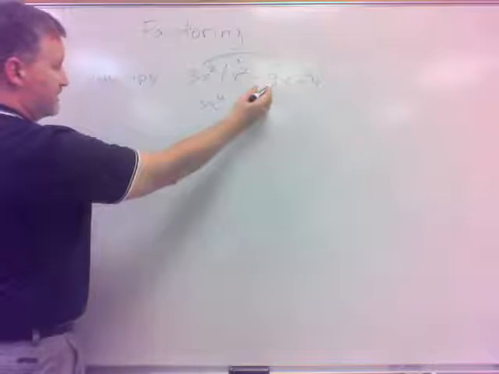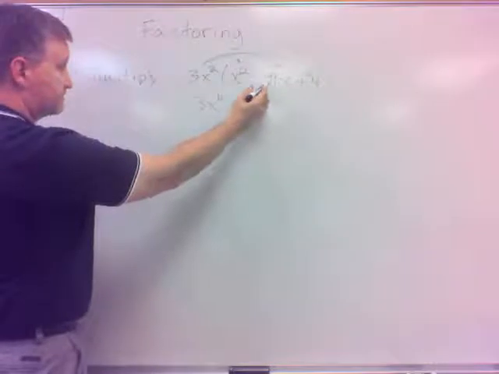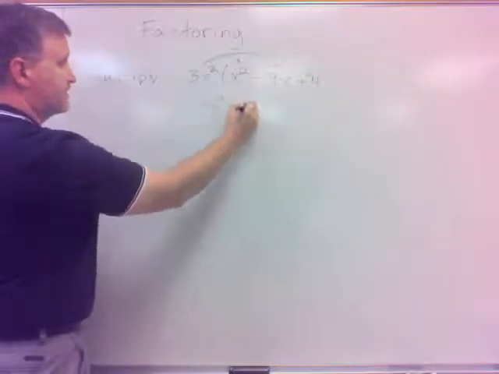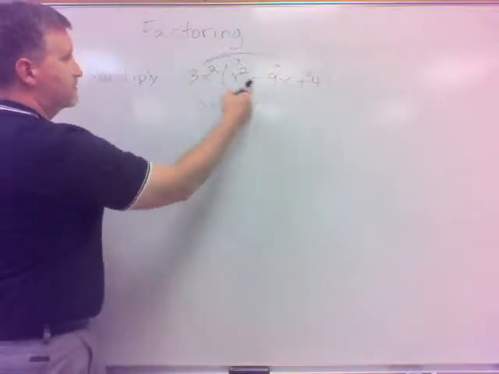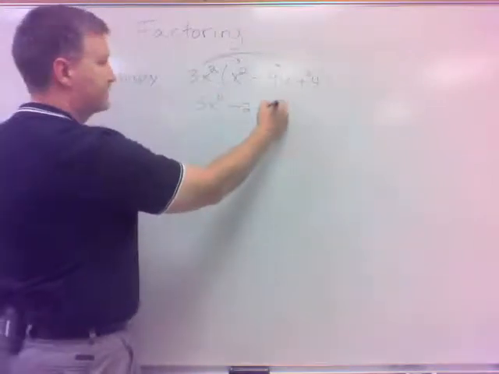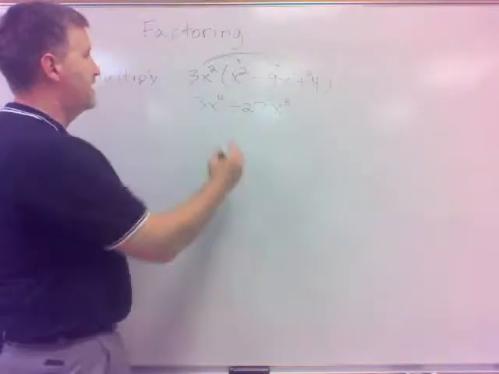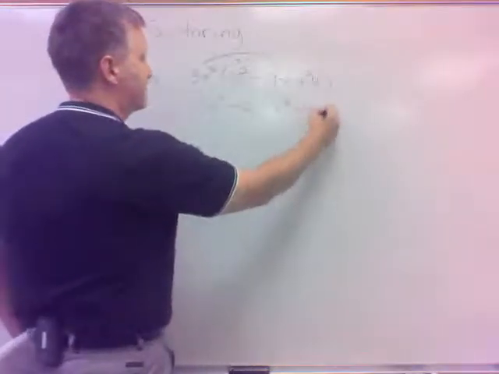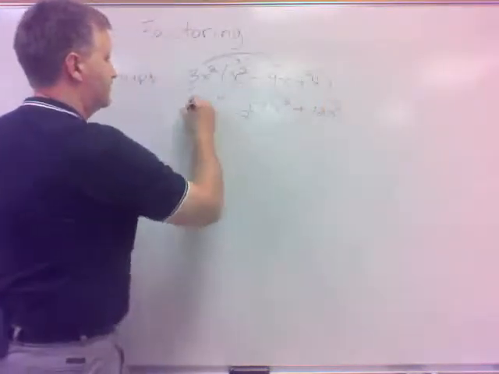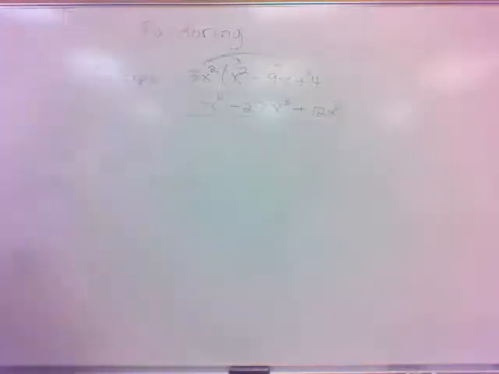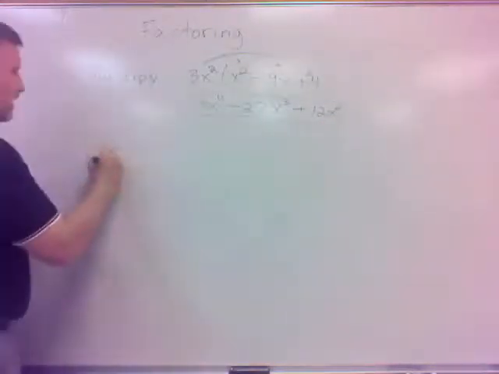And then 3x squared times minus 9x. 3 times minus 9 is minus 27. X squared times x is x to the third, because again, adding the exponents, that's an exponent of 1. 3x squared times 4 is 12x squared. That would be the product. Okay.